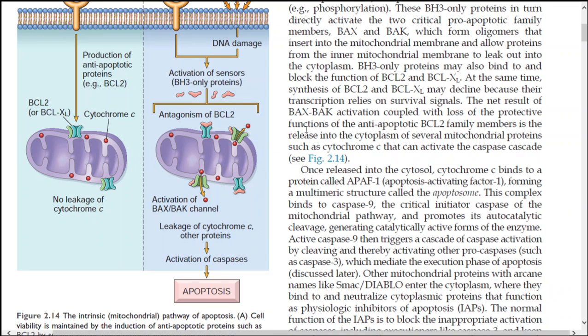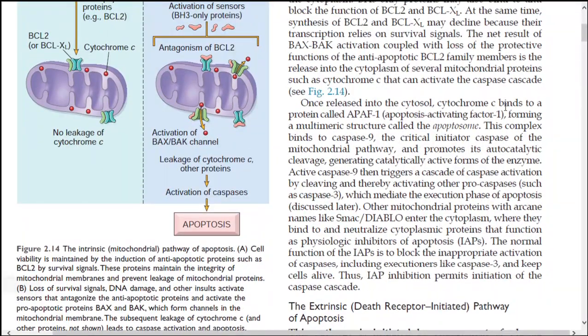So the net result is that BAX and BAK activation will result in loss of protective functions of anti-apoptotic proteins, and proteins get released into the cytoplasm, such as cytochrome C. Apoptotic proteins will get released in the cytoplasm and activate the caspase cascade. So cytochrome C will bind to a protein called APAF-1, apoptosis activating factor 1, which will form a multimeric structure called the apoptosome. Formation of the apoptosome takes place. The apoptosome is nothing but cytochrome C bound with APAF-1.